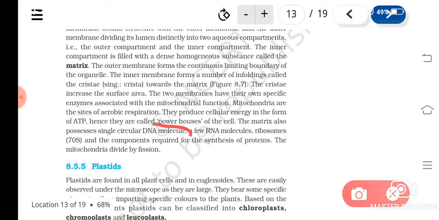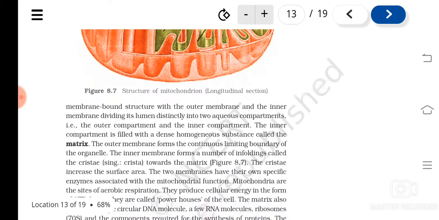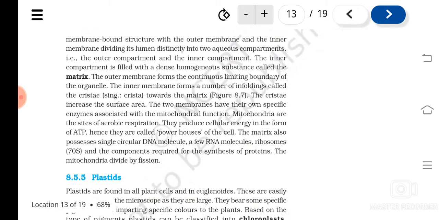They have their own DNA, RNA and ribosomes. Okay, so they can prepare proteins. Understood? So the mitochondria, is it clear to everyone why they are known as the powerhouse of the cell and what is the structure of a mitochondrion?